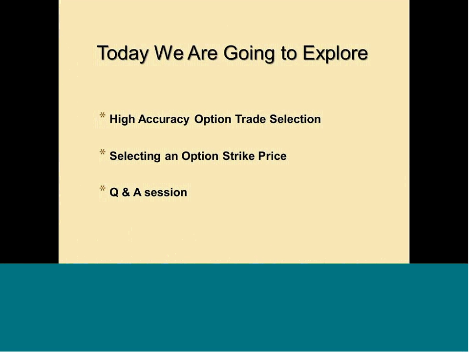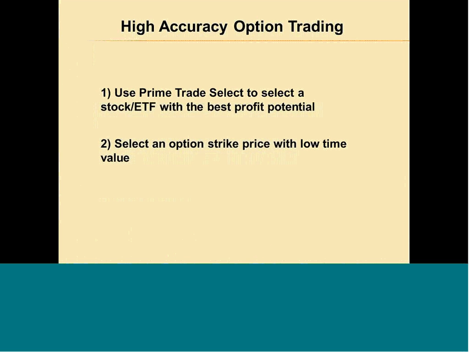So the goal of this high accuracy option trading is to avoid these large losses, which can knock you out of the game. And we want to limit our risk with these option trades and at the same time still achieve a good profit potential. And I'll show you my current trades using this technique. And you can see that despite the recent correction we've had, I still have a very good average return on my options using this high accuracy trade selection.